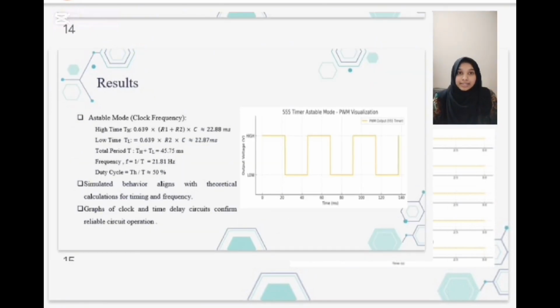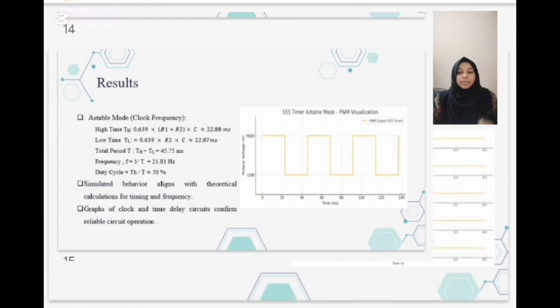Next slide. We know that the time delay T is equal to 1.1 times RC, where R, the resistance, is equal to 10 ohm and the capacitor is 330. The graph shows us the monostable is always in low mode, which we need to change to high mode. We need to press the trigger button, which is connected to the 555 timer. The more the resistor value increases, the more the pulse width will increase.